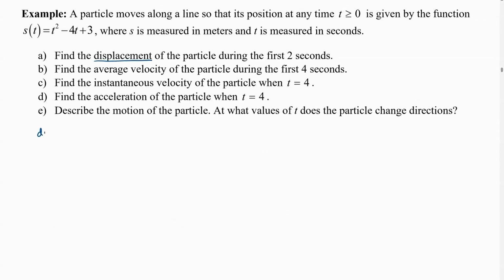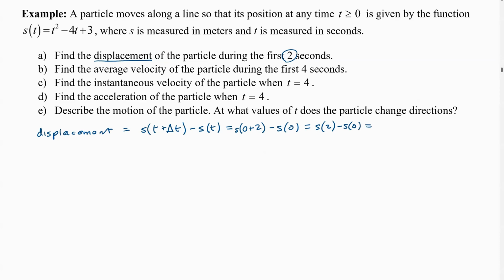Now, what was that formula for displacement again? Displacement was the position at a time plus delta t minus the position at some time. Or in this case, our initial position is 0. We're going until you go 2 seconds. So 0 plus 2, delta t is 2. And we're going to subtract that by the position at 0. So what is the position at 2 minus the position at 0?